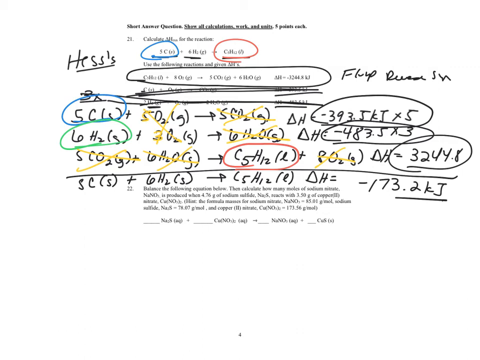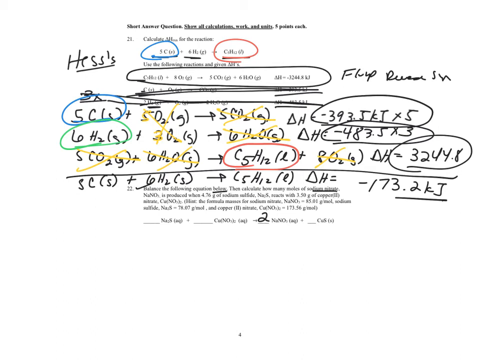All right, the next one, balance the equation below. So you got 1 point for that. So you have 2 sodiums, you need 2 sodiums here, you have 2 nitrates, you have 2 nitrates, you have 1 copper, and you have 1 sulfur. Okay, so that's worth a point.